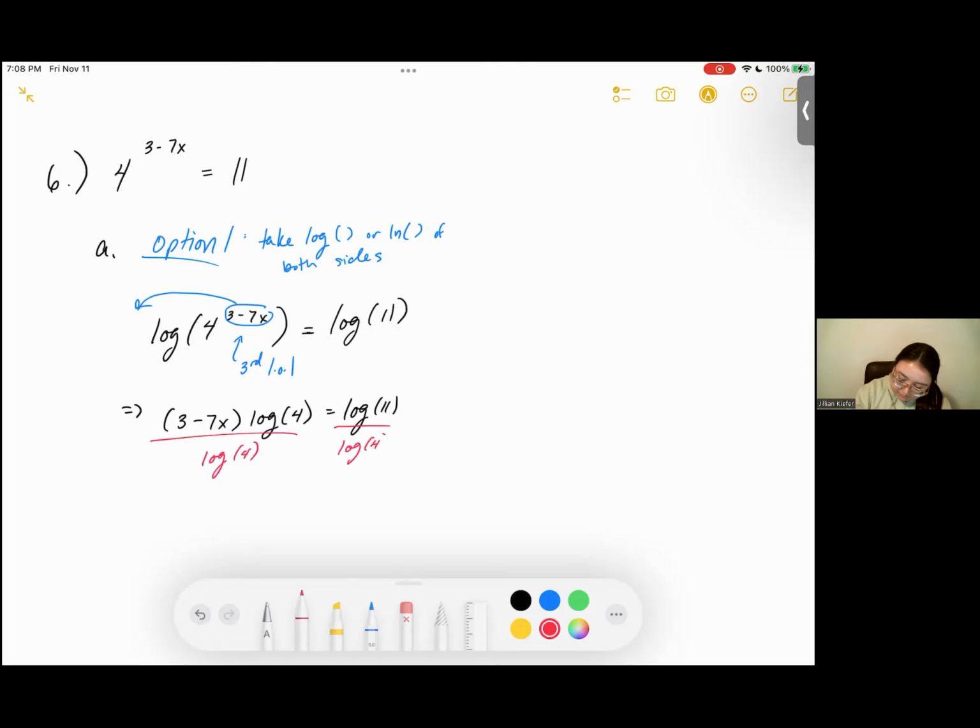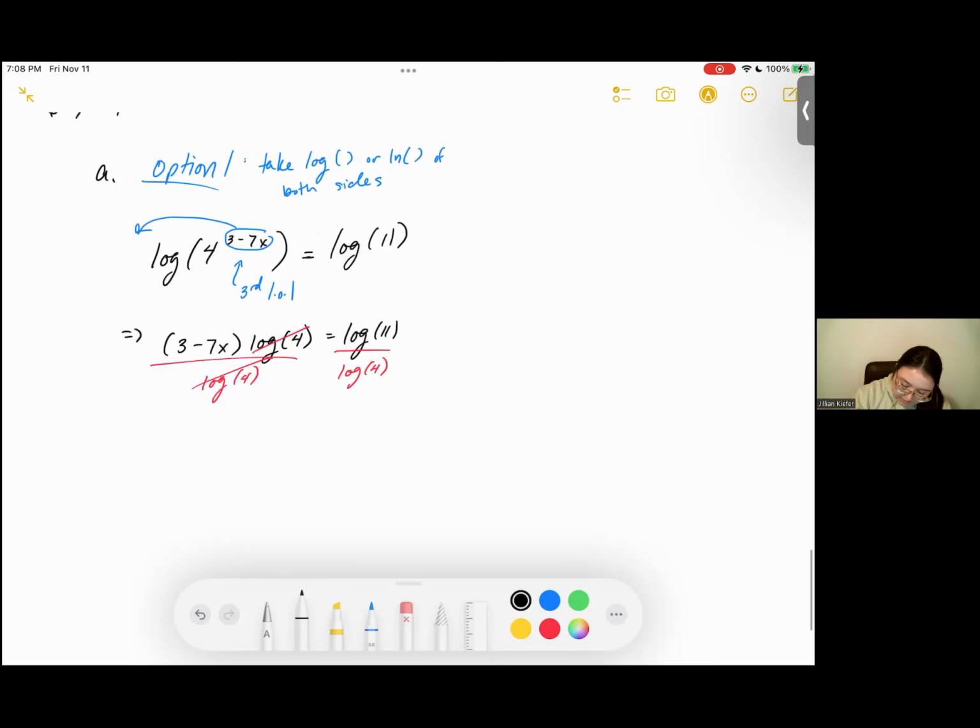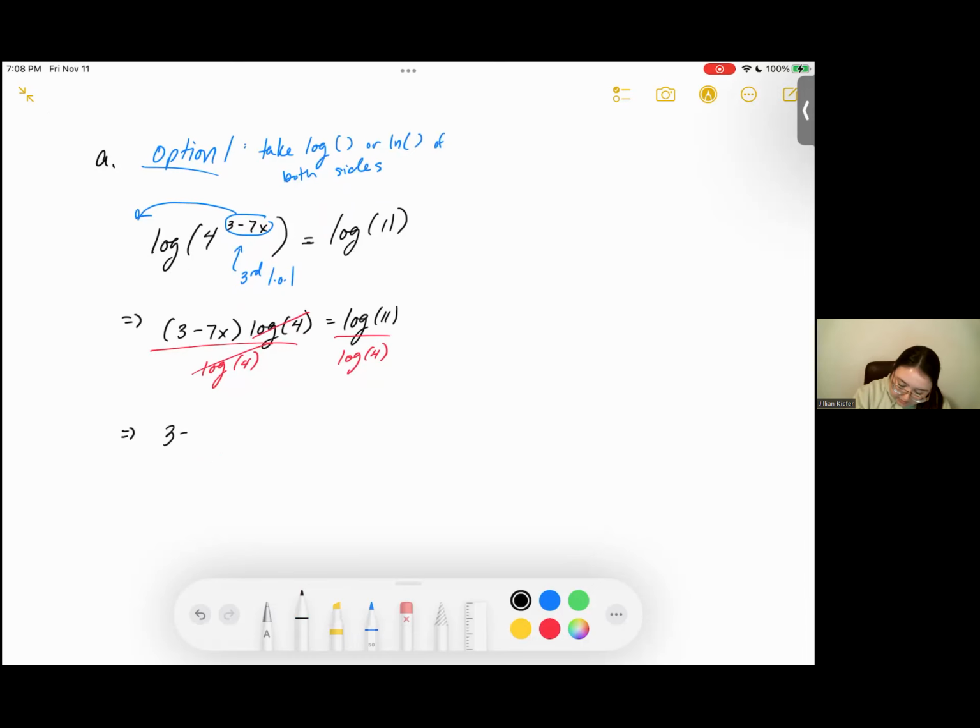This will cancel it out on the right-hand side, and this will leave us with 3 minus 7x is equal to log of 11 divided by log of 4. As a reminder, this is not the same thing as log of 11 over 4, so do not write that. We have log of 11 divided by log of 4.